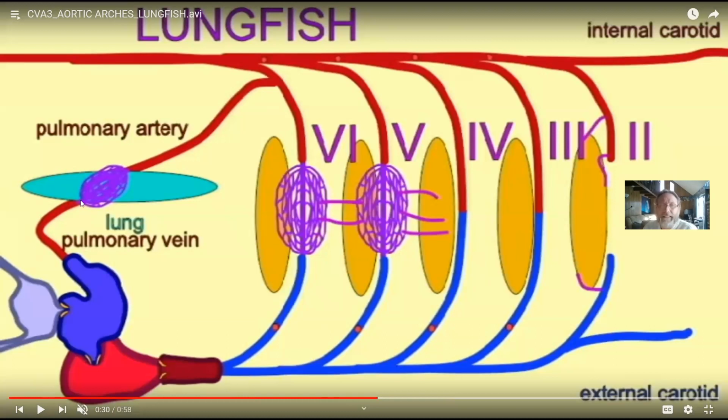From the lungs, then a vein, a pulmonary vein, goes into the left side of the heart, while humans have right and left atria.